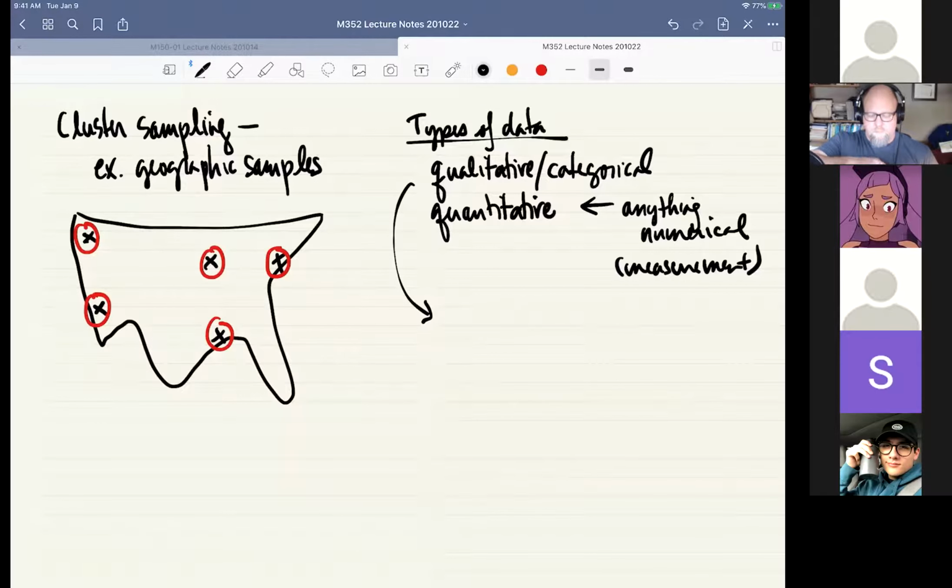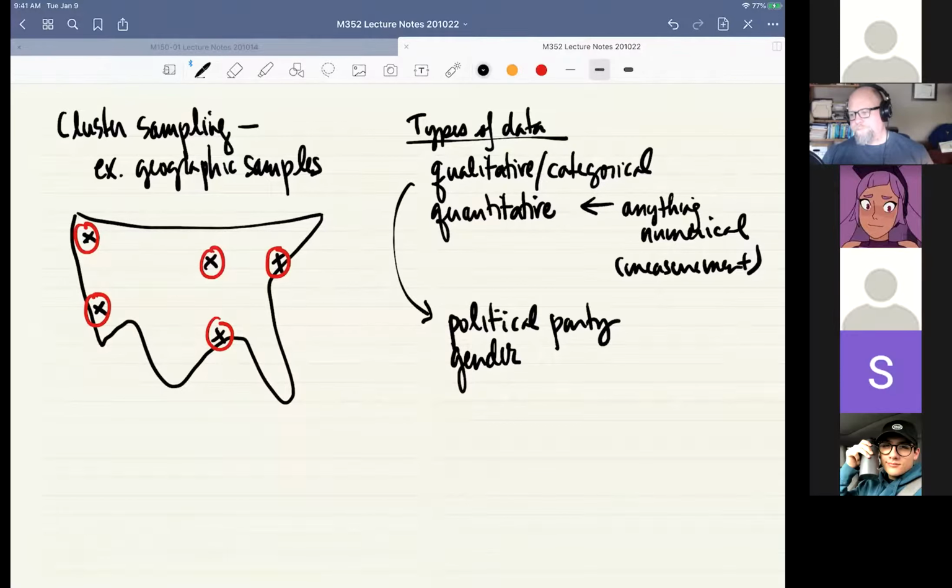Political affiliation. Sure. Political party. Good. Something else? Would gender be categorical? Sure. Gender would be categorical. Even though a lot of people say it falls on a spectrum, so you could, but nobody figured out how to assign numbers to it, so that we'll say gender is categorical.